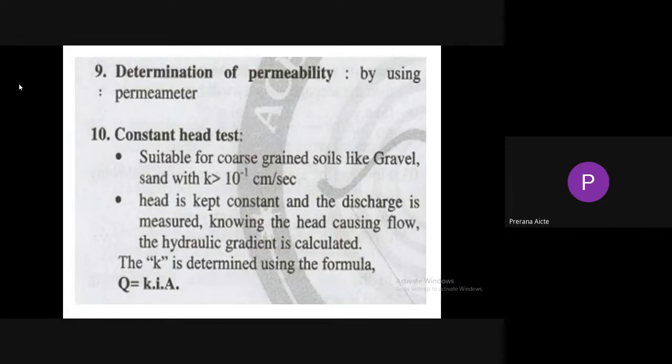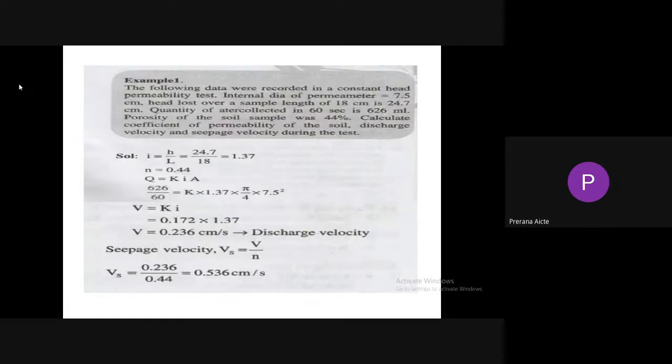In the constant head method, the head is kept constant and discharge is measured. Knowing the head causing flow, the hydraulic gradient is calculated, and K is determined using the formula Q equals KiA. Here is a problem. The following data were recorded in a constant head permeability test: internal diameter 7.5 centimeters, head loss over a sample length of 18 centimeters is 24.7 centimeters, quantity of water collected in 60 seconds is 626 ml, porosity of the soil sample was 44%. Calculate the coefficient of permeability, discharge velocity, and seepage velocity during the test.